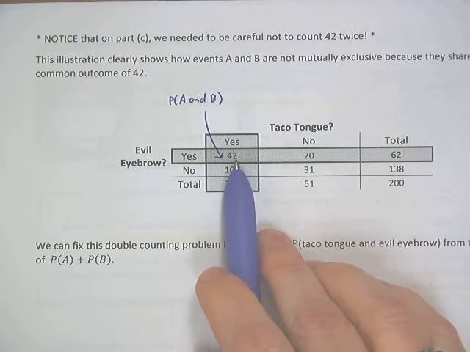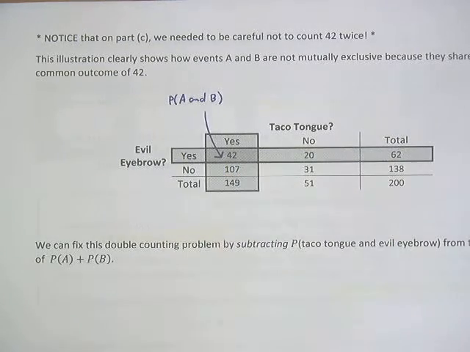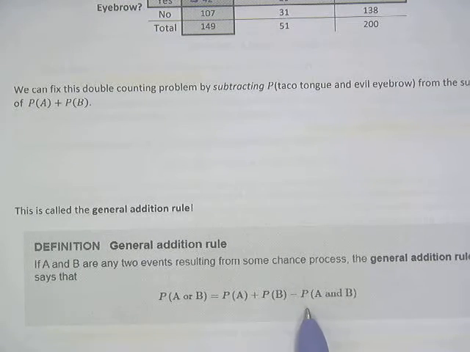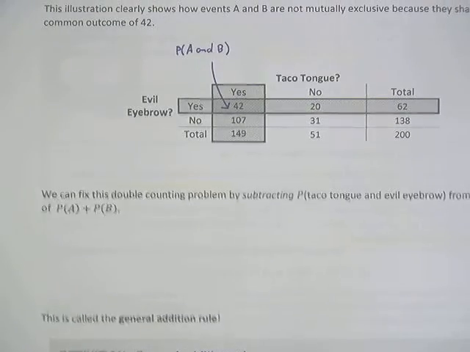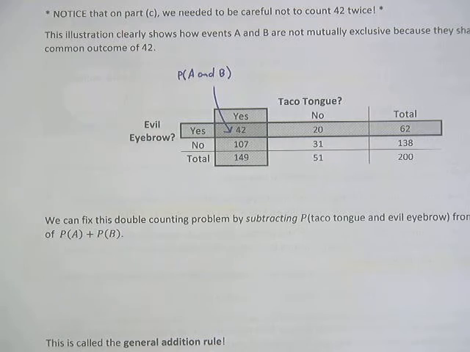They said, yes, they can taco tongue. Yes, they can evil eyebrow. They can do both. So don't double count those. And we're going to talk about that in the formula at the bottom of the page here. It kind of takes care of that so you don't end up double counting. It says right here, we can fix this double counting problem by subtracting.